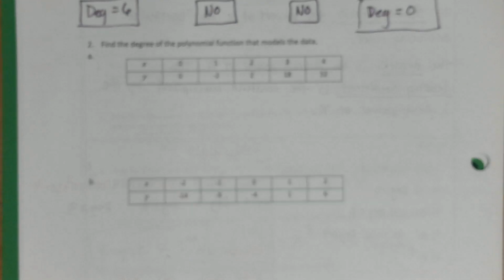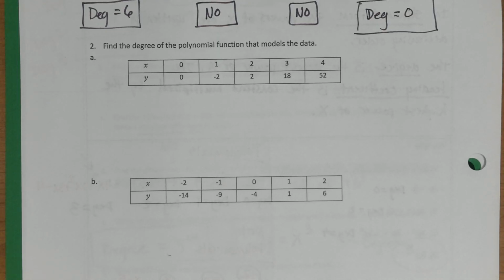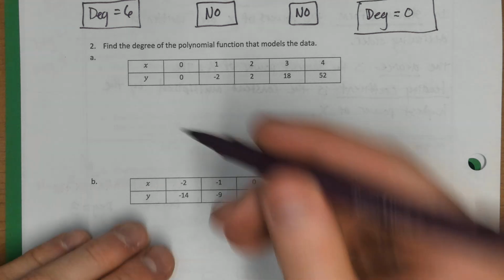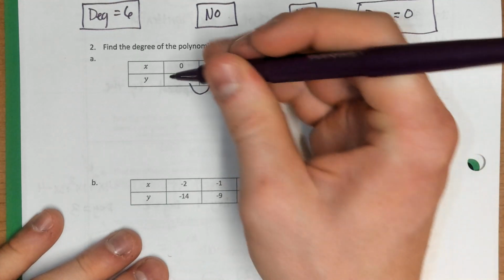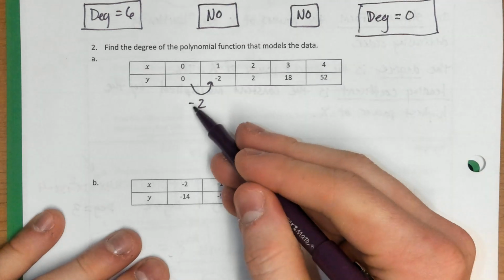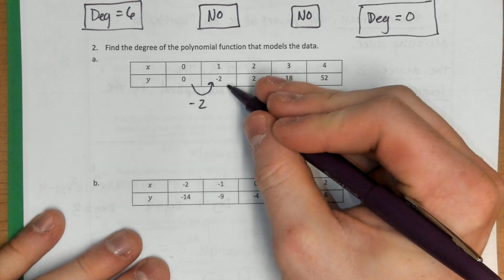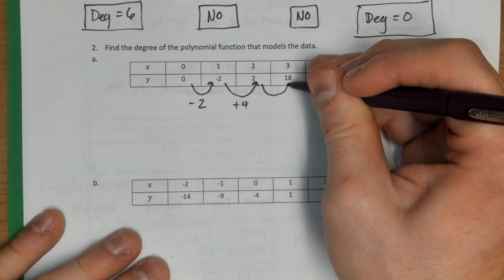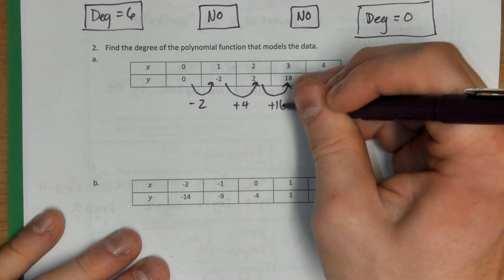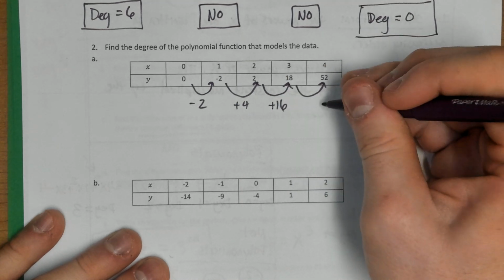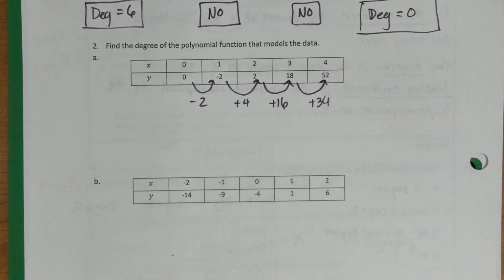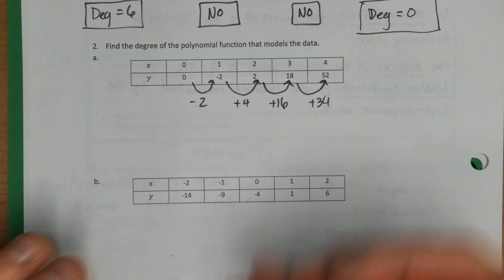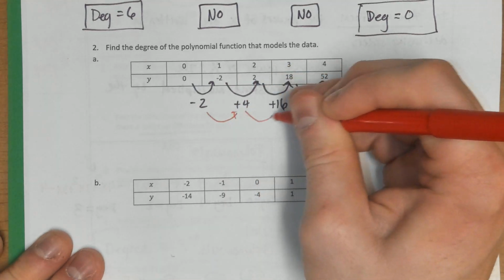Once again, if you haven't done so yet, try these problems on your own. Try to find the differences. We're just trying to find the degree here. But in our table A, difference between 0 and negative 2, you got to be really careful. Between 0 and negative 2, that's a difference of negative 2. Notice the minus sign. The difference between negative 2 and 2 is going to give us a positive 4. Between 2 and 18, it's a difference of 16. Between 18 and 52, that's a difference of 34. So we don't have a constant yet, but we'll keep going to see if we can make it.